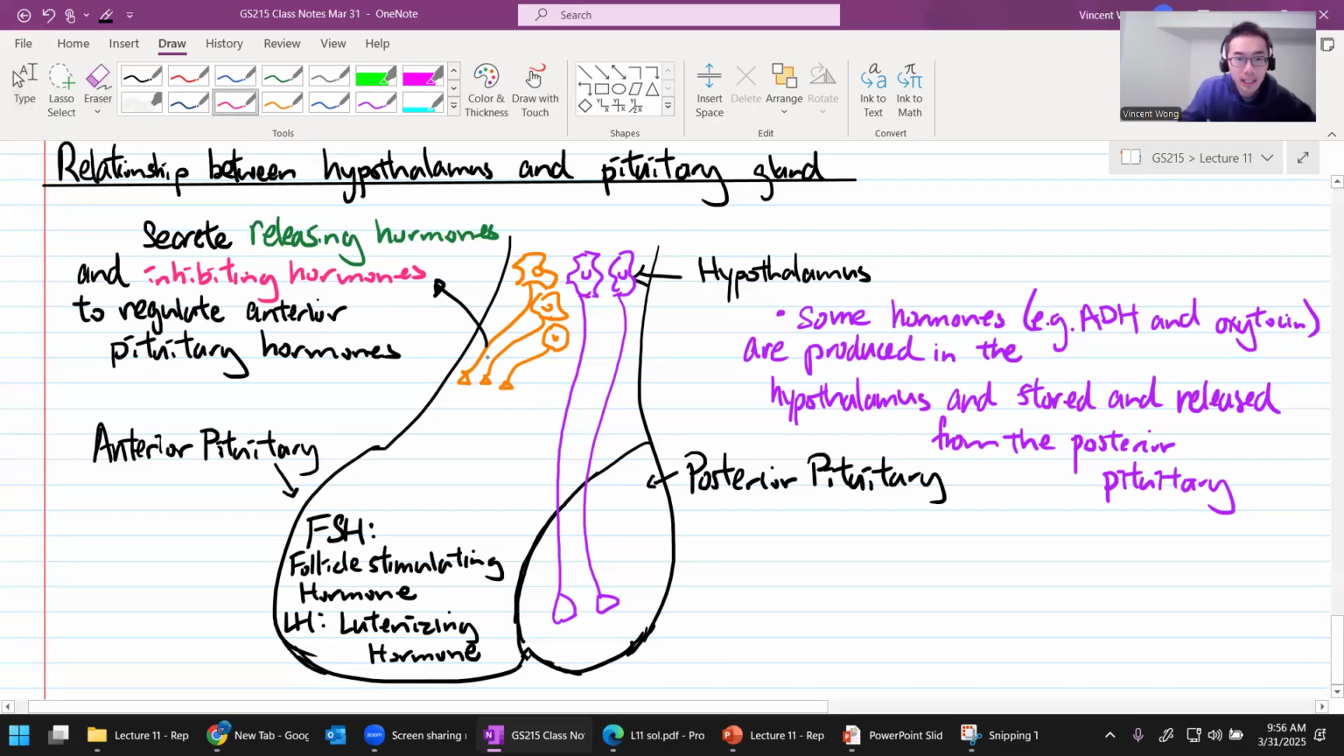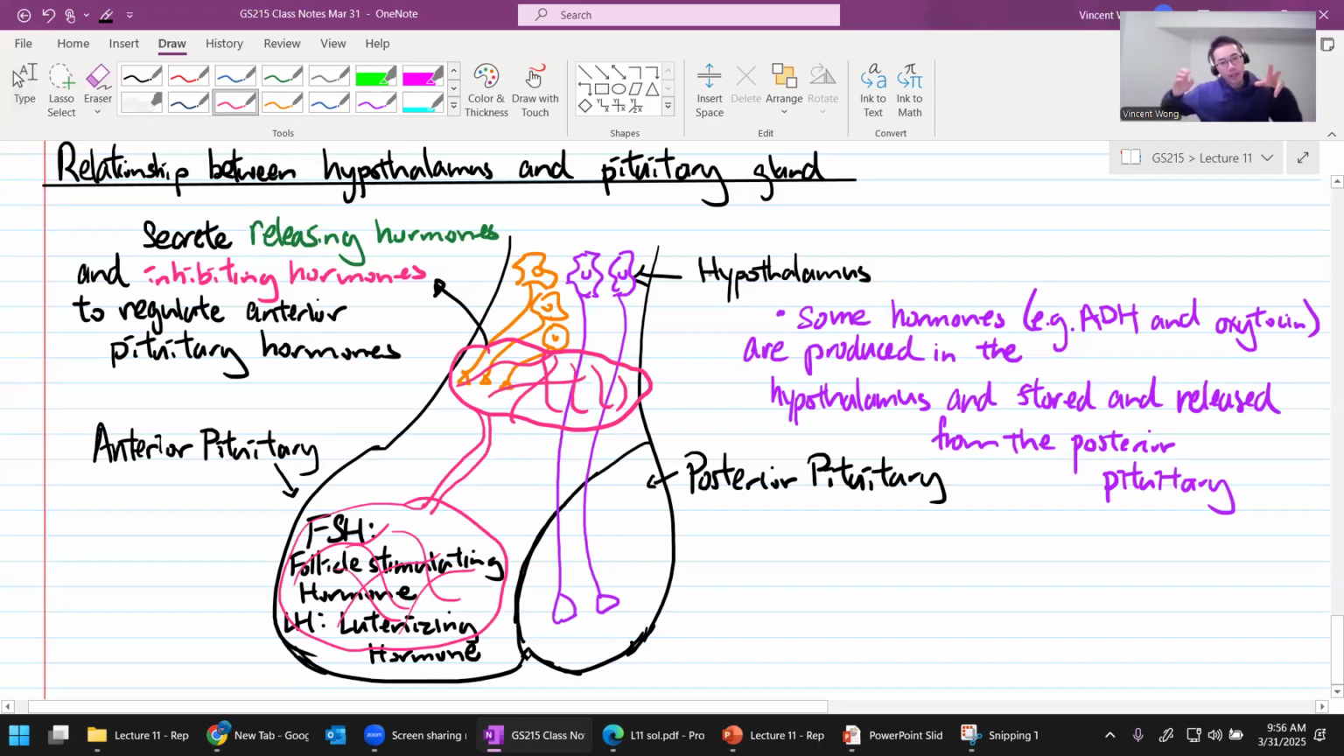So there is actually a capillary network here. You don't have to draw this if it gets too messy. There's a capillary network here that will carry the hormones very quickly to the anterior pituitary gland. This is called a portal network. Don't worry too much about it right now. The key thing to know is when the hypothalamus releases these releasing hormones or inhibiting hormone, it gets to the anterior pituitary gland very quickly through this portal system, this capillary system. That's the relationship.